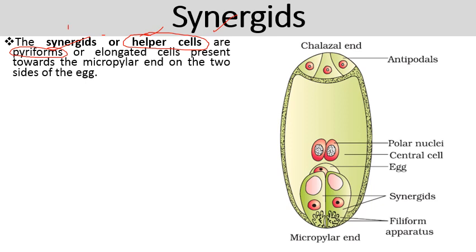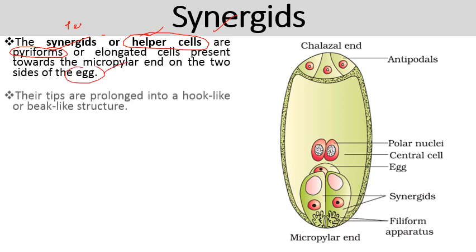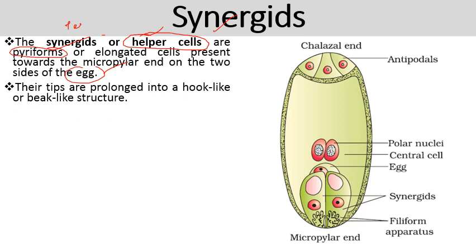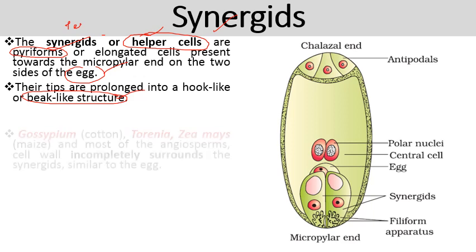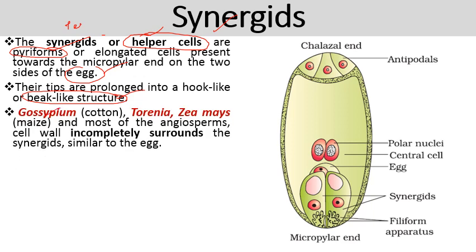Pyriform means pear shape or elongated cell present towards the micropylar end on the two sides of egg. तो egg को surround करते हैं दोनों lateral side से. Their tips are prolonged into hook-like or beak-like structure. इनके tips होते हैं beak-like और hook-like. In case of Gossypium, cotton, Torrania or Zea mays, most of the angiosperms, cell wall incompletely surrounds the Synergids. जो सेल वॉल है वो इनकम्प्लीटली सराउंड करता है Synergids को, सिमिलर टू द एग.